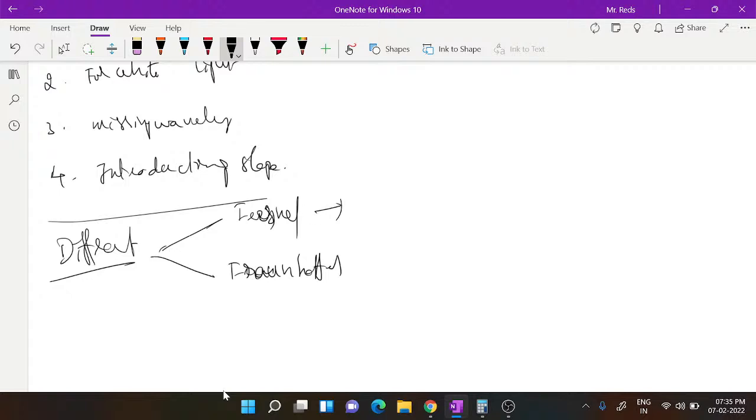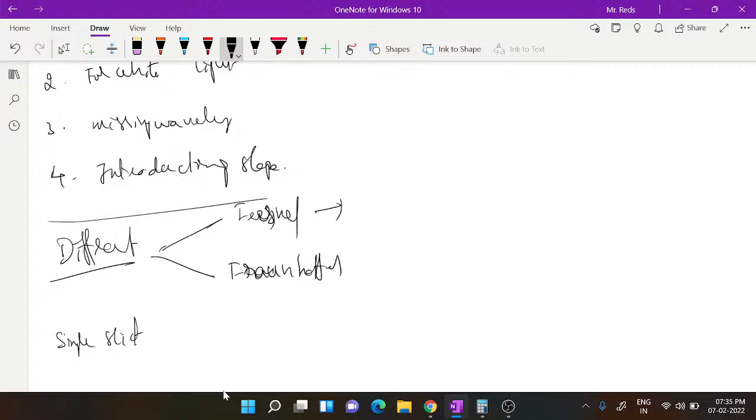Then you can mention the conditions. For Fresnel, both screen and slit will be at a finite distance. For Fraunhofer, they should be at infinite distance. So that condition you mention like this with the diagram. Usually we use Fresnel. For Fraunhofer, you should mention that lenses should be there. Then next, single slit diffraction.